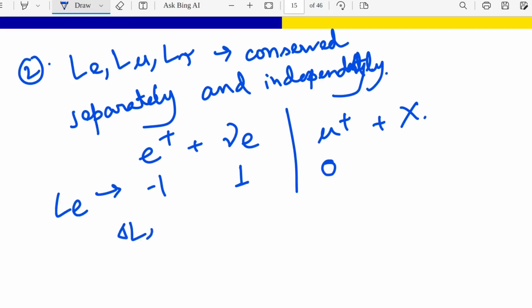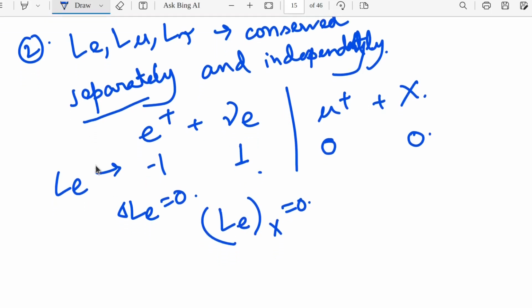Because our delta Le should be 0. Separately and independently means each and every Le, Lμ, Lτ should be conserved separately, and independently means there will be no dependency among these three lepton numbers. So I am just talking about Le right now. That means delta Le should be 0. You can see here the left hand side is -1 plus 1, as a whole 0, and the right hand side is already 0. So that means our x should have a 0 value. So Le of x should be 0. Now coming to the Lμ value.